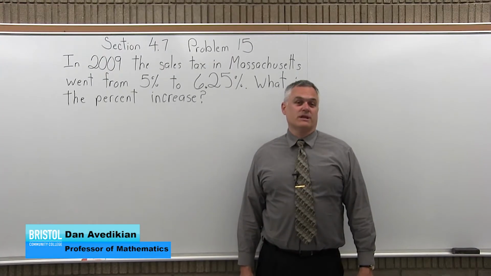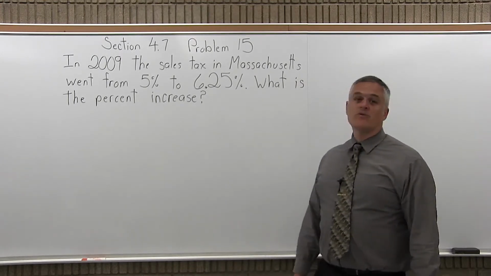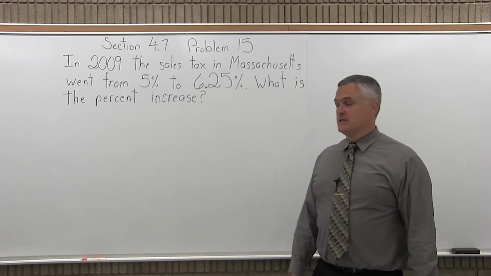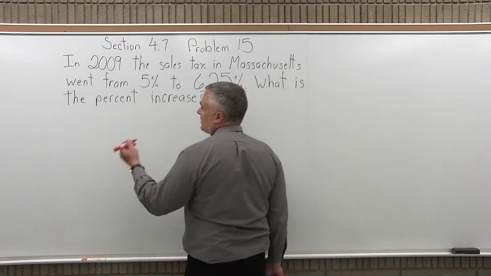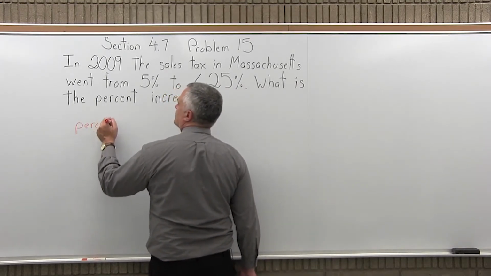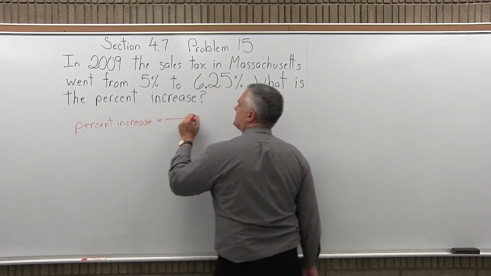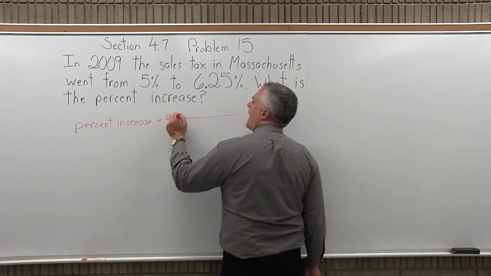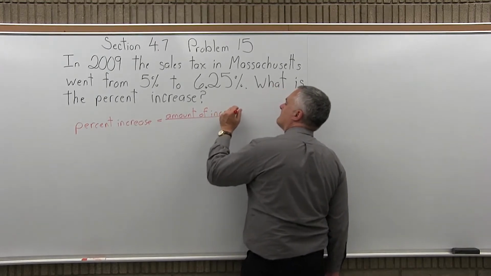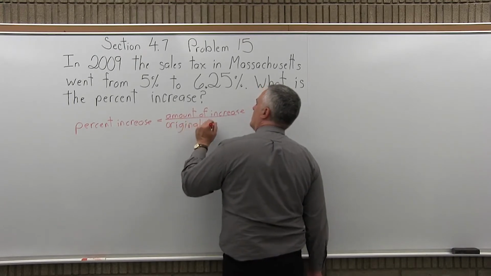This is Section 4.7, Problem 15. It says, in 2009, the sales tax in Massachusetts went from 5% to 6.25%. What is the percent increase? So, we have a formula for percent increase. It is percent increase equals amount of increase over original amount.